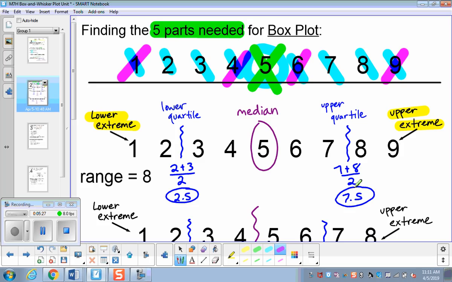So the 5 things you need are the lower extreme and the upper extreme. So that's just the smallest and the biggest number. You need the number in the middle, and then you need the lower quartile and the upper quartile, which are basically the median of the lower half and then the median of the upper half of the data.